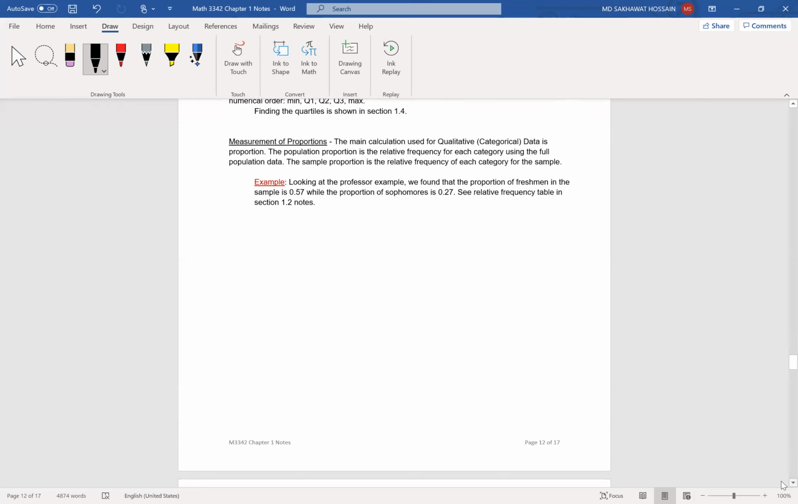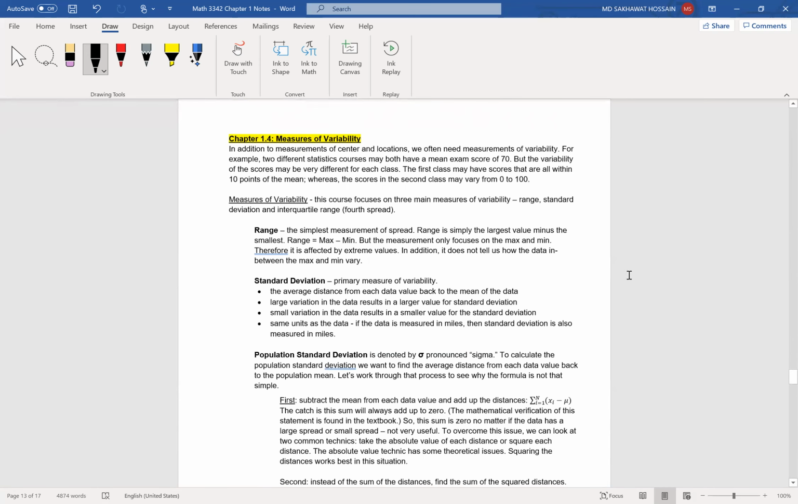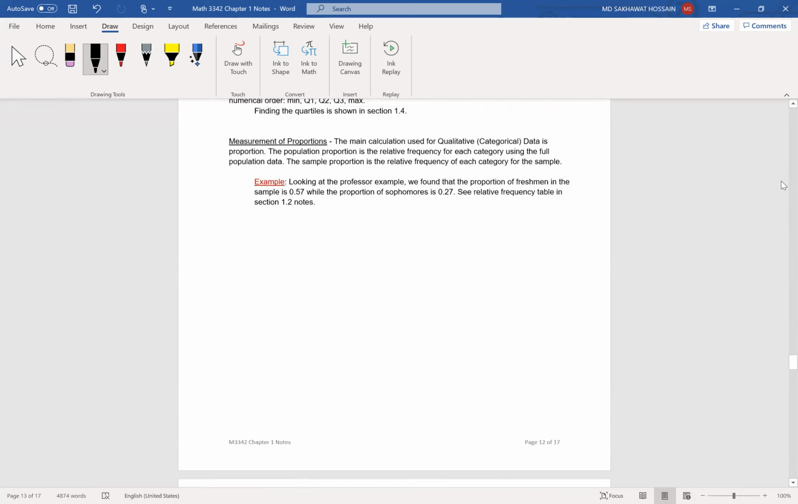Measurements of proportions. Usually we use these for qualitative data, and proportion is actually the relative frequency for each category. If you think about qualitative data, then the relative frequency is the percentage, which is also known as proportion.